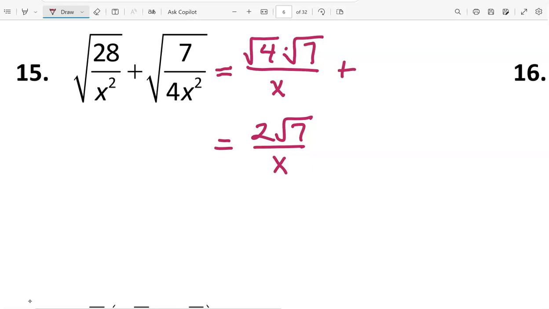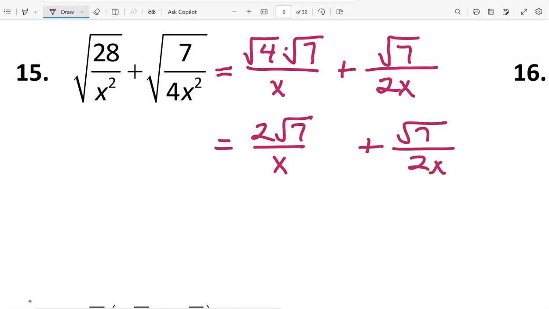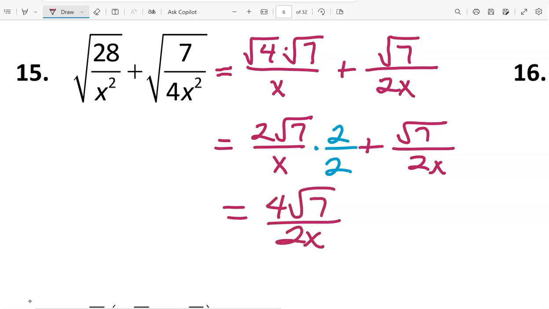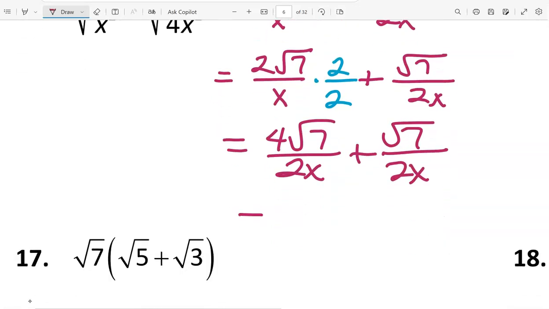And then our second term, we'd do the same thing. Distribute that square root to the numerator and denominator. So the numerator is square root of 7, and the denominator square root of 4x squared is 2x. So that second fraction has a different denominator, which means that we are going to need to multiply this first fraction by 2 over 2 and get a result of 4 times the square root of 7 over 2x plus the square root of 7 over 2x. And now we can just add our numerators, 5 times the square root of 7 over the common denominator of 2x.